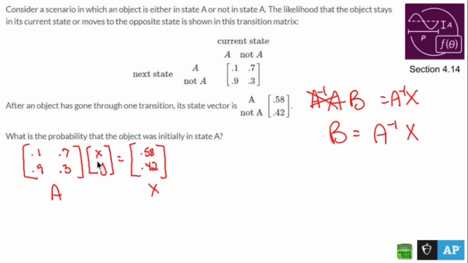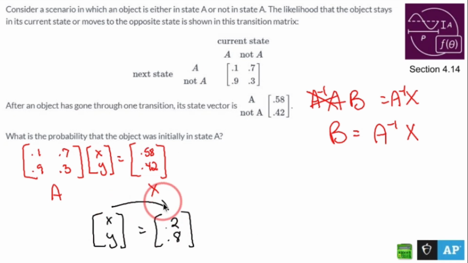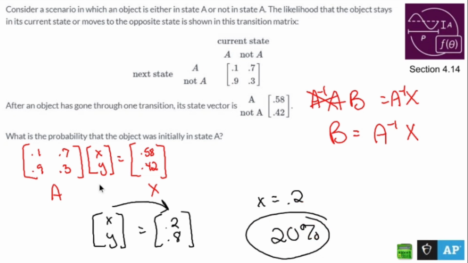Okay, when we initially created this problem, X meant the probability that it would stay in state A, and Y would be the probability that the object would not be in state A. We ended up getting the matrix 0.2, 0.8. Now, the probability that the object was initially in state A has to do with X. So X being 0.2 means the probability was 20% of the object being in state A. So, tricky problem, very difficult, but we did it.